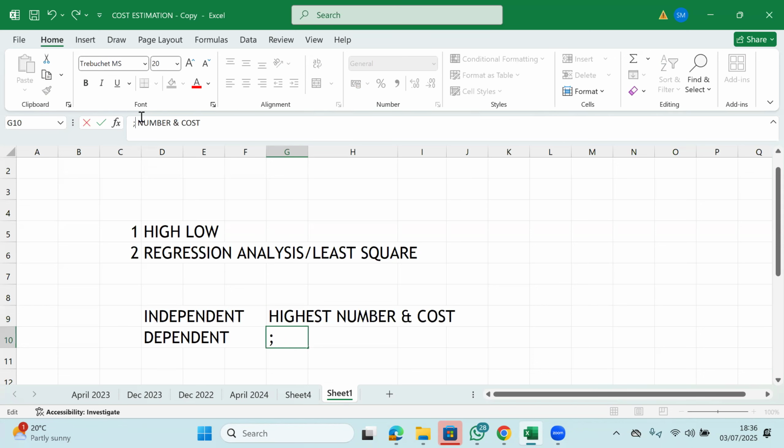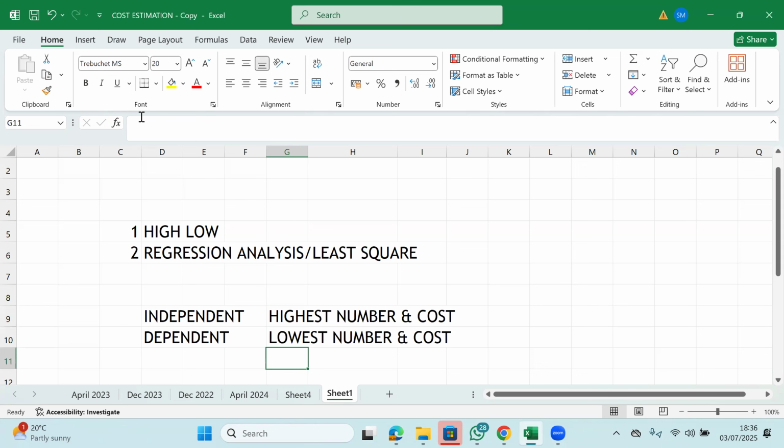And of course, again, what was your lowest? We can call it the lowest or the least. So what was your lowest number of students admitted against the corresponding cost? That is how your highest and lowest come into play.